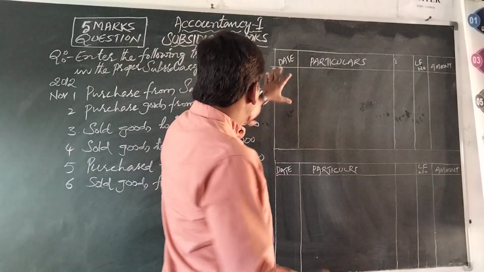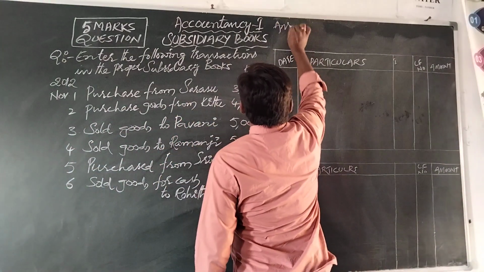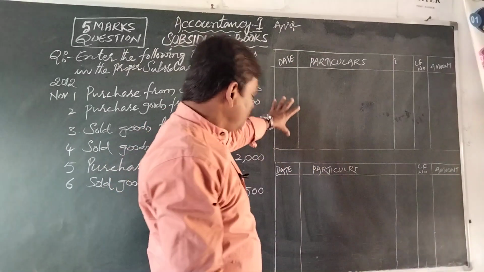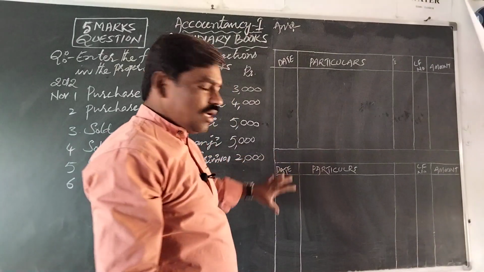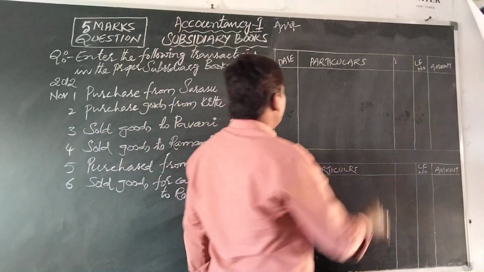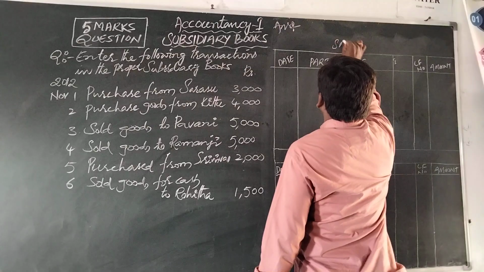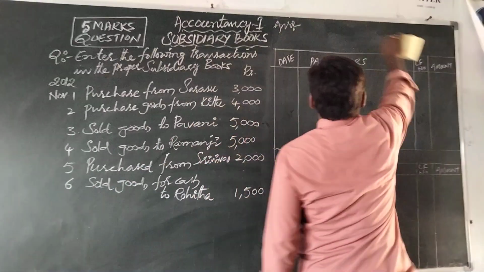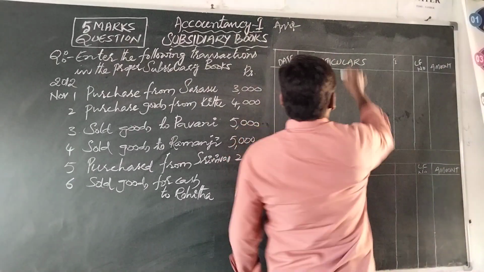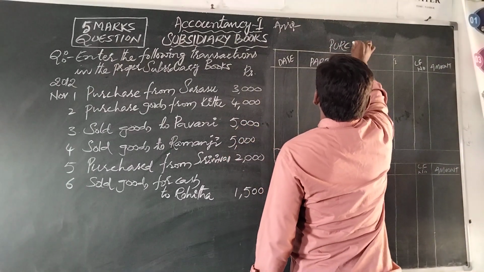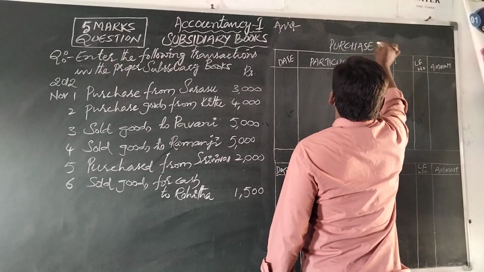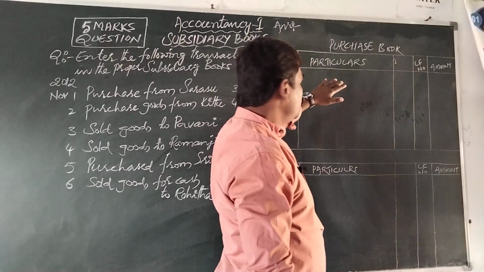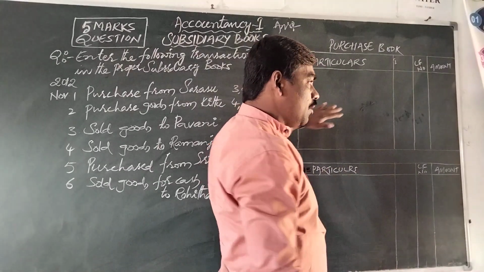Okay, here in the answer or in the solution, first you prepare 2 pro formas, one pro forma for the purchase book, another pro forma for the sales book. On the top of the pro forma, you write purchase book. So in the purchase book, you all know that there will be 5 columns.